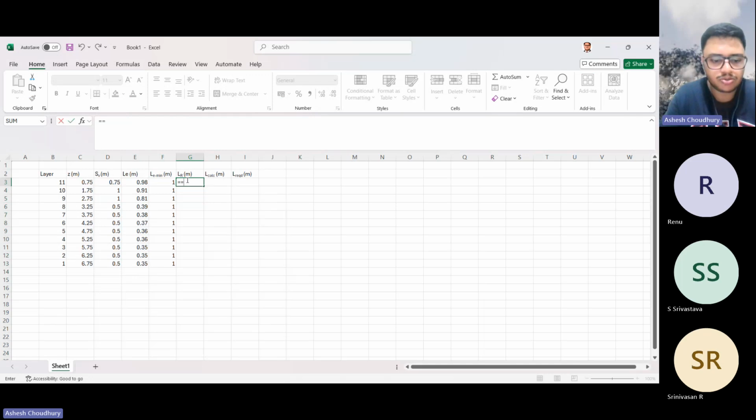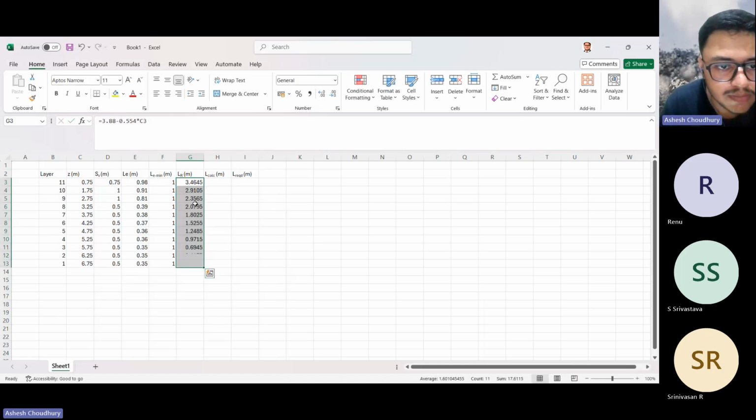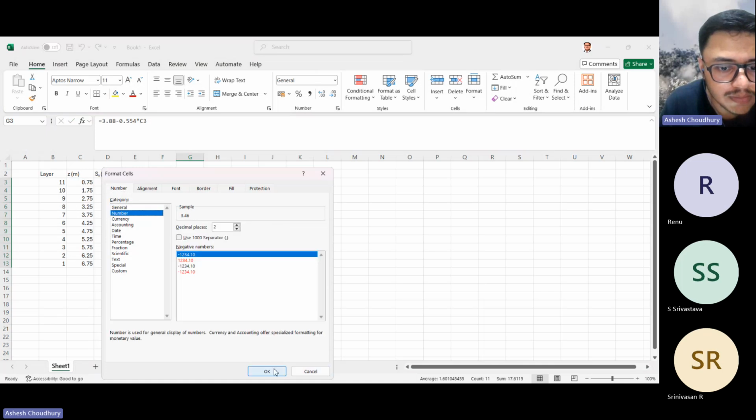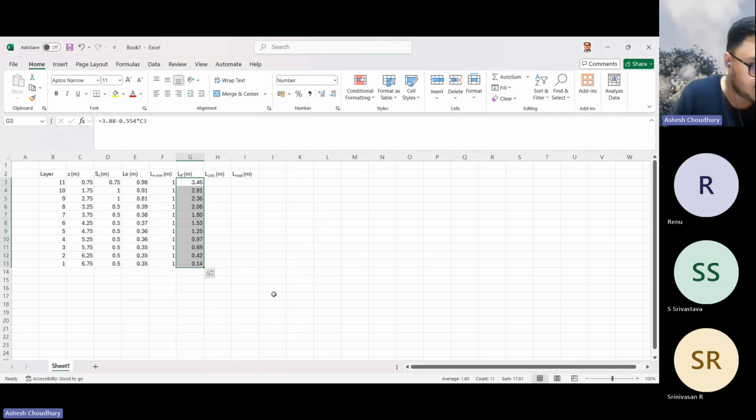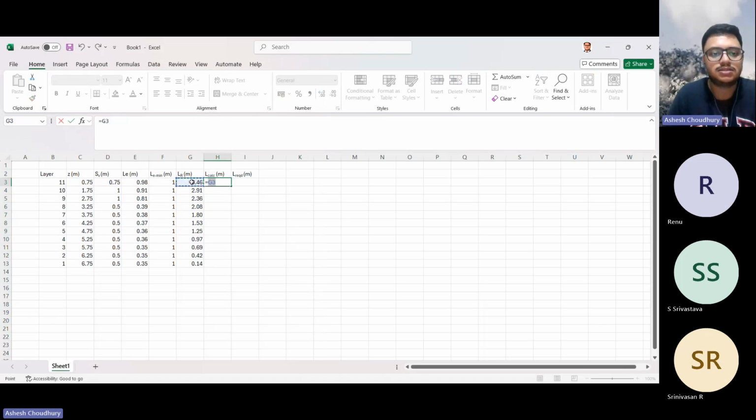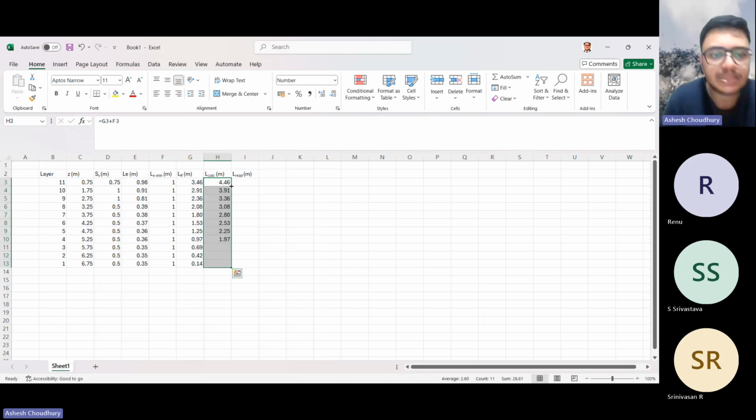Now what is the LR? LR is equal to 3.88 minus 0.554 times Z. Done. Now LE calculated is nothing but this plus this. We are adding with LE minimum, since that is the minimum you need to give.